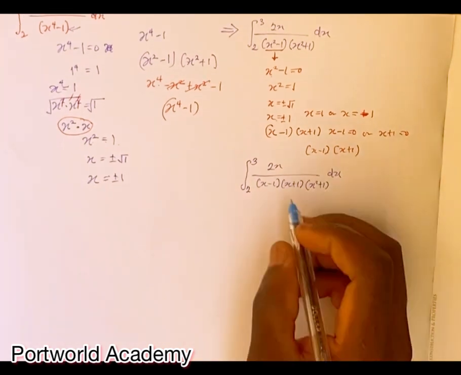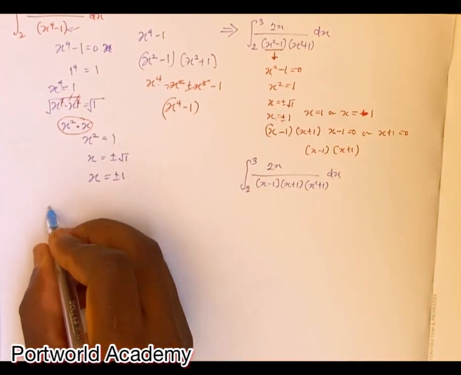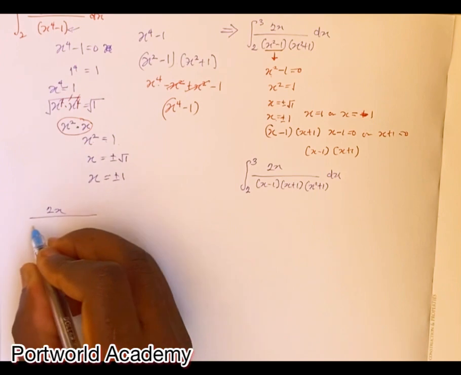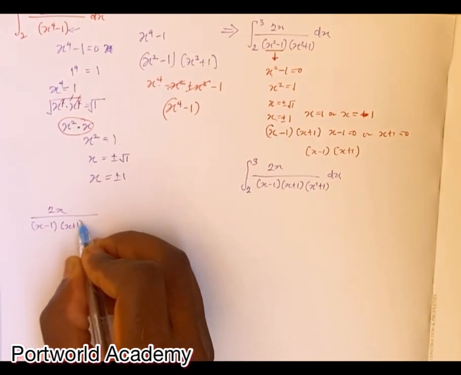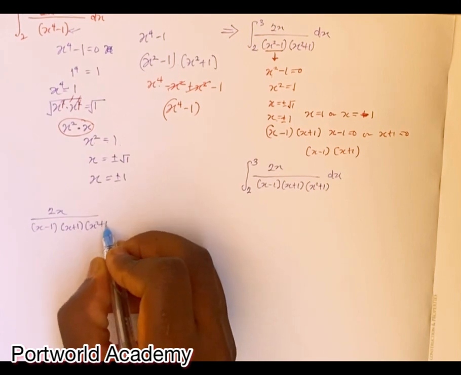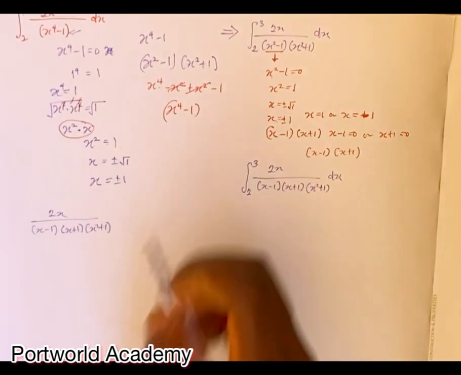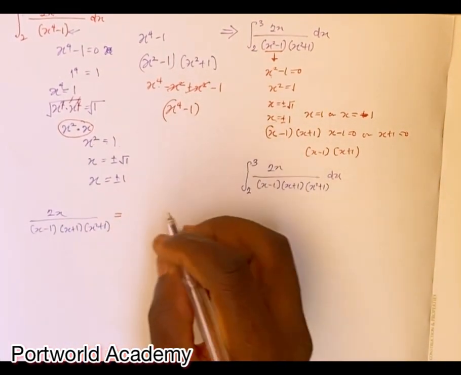So now let's go ahead and resolve this into partial fractions. I'm going to have 2x divided by (x minus 1)(x plus 1)(x squared plus 1). Now let's integrate it together. Here, let's resolve into partial fractions together.